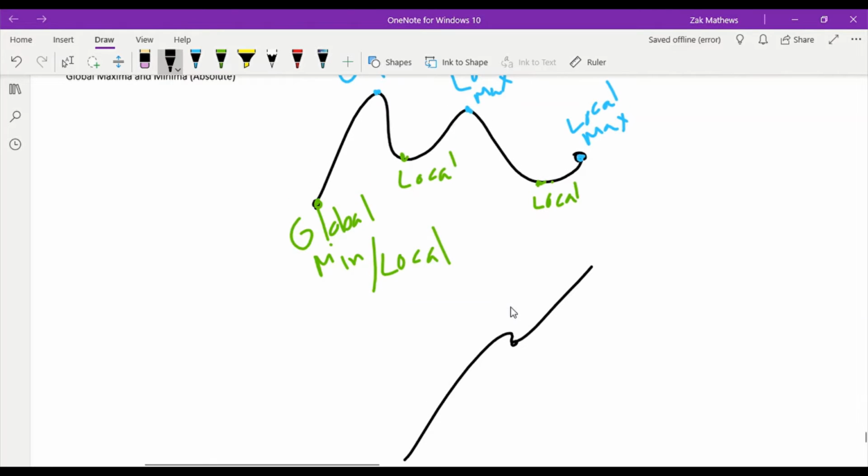Same thing could work for the maximum if it's just ever for the slightest second, or for like that point or that point. Either of those would be the local maxes. It doesn't have to be a great deal of time.